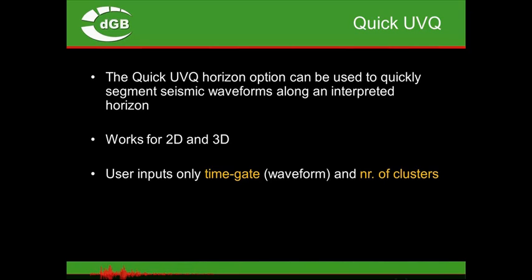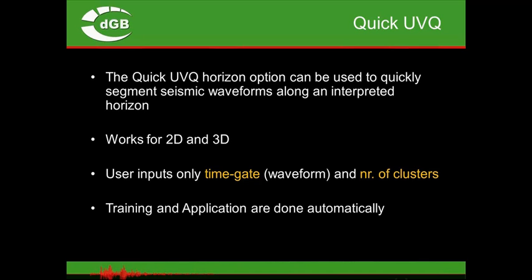The time gate is driven by geology, for instance, let's say the thickness of the target formation that you want to evaluate. So you look first at the geology and decide what type of time gate. And the number of class centers, it actually depends. The default in OpendTect is 10, but you can increase or decrease it depending on the type of data. But we will go through those in the demo, and we'll look at how we can do that. The training and application are done automatically for the quick UVQ, but don't forget to save your output grid.